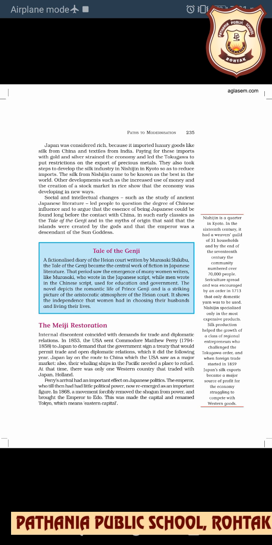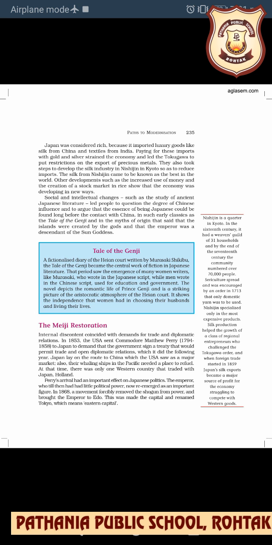They also took steps to develop the silk industry in Nishijin and Kyoto so as to reduce imports. Because as we know, silk was costly, the Japanese government started growing their own silk, and the silk from Nishijin came to be known as the best in the world. Other developments such as the increased use of money and the creation of a stock market in rice show that the economy was developing in new ways.